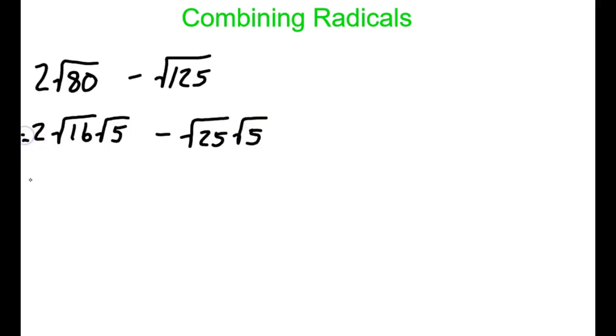Each of these we can simplify further. The square root of 16 is 4. 4 times 2, we have 8 radical 5 minus the square root of 25 is 5, so 5 radical 5. We have the same radicand, the same number underneath the radical, so these are like terms. We can combine them by subtracting the coefficients. So we have 8 minus 5, we get 3 radical 5.